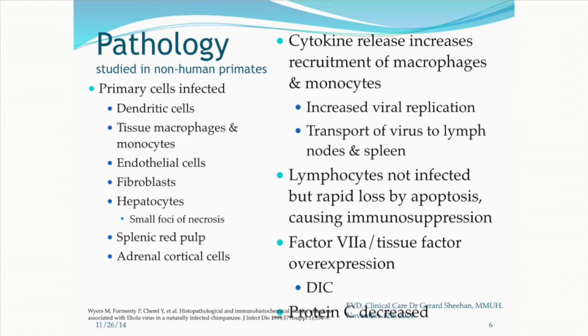There's an overexpression of factor 7A or tissue factor. That may be the cause of DIC. There's also a decrease in protein C levels, and these are possible things that could be attacked therapeutically in terms of replacement to tide a person over under some circumstances. And these give rise to the hemorrhagic manifestations.